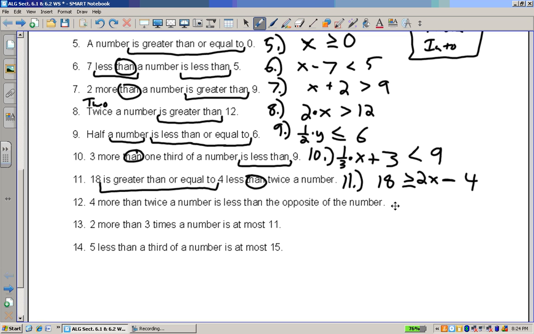Okay, number 12, just so I have enough room, I'm going to move down here. 4 more than, so we're going to add, and we're going to use a switch. So the 4 goes at the end, the whatever else next, it goes at the beginning. So 4 more than, switch, twice, 2 times a number, say x, is less than the opposite of a number.